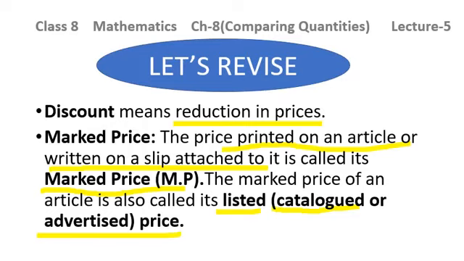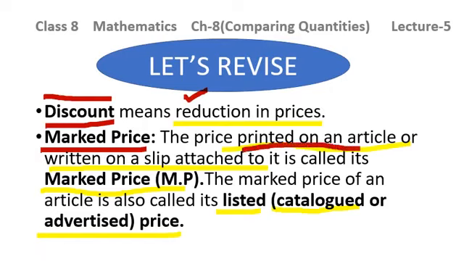So we have seen what we mean by a discount. Discount means reduction in the prices. Marked price, the price printed on an article or written on a slip attached to it, is called its marked price, or MP. Marked price can also be called listed price, catalogued price, or advertised price.